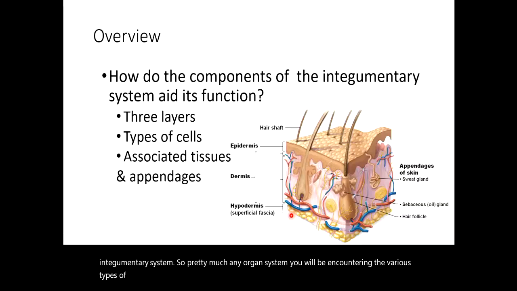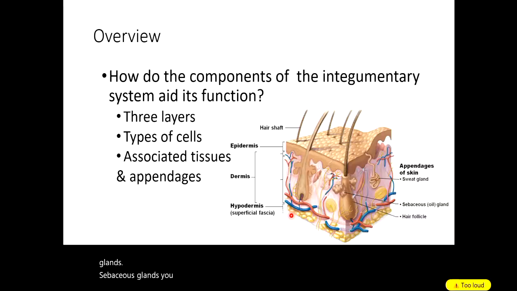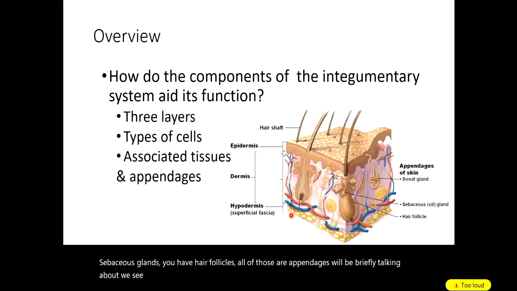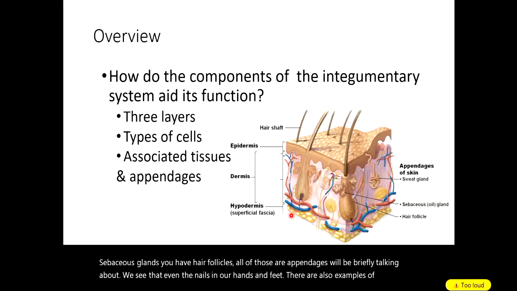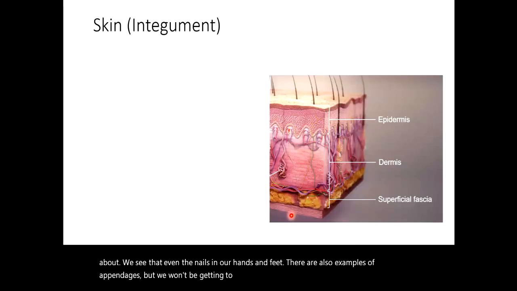And then there are also these appendages which refer to structures like sweat glands, sebaceous glands, you have hair follicles, all of those are appendages we'll be briefly talking about. We see that even the nails in our hands and feet, they're also examples of appendages, but we won't be getting to that. So let's go ahead and start by looking at some general facts about the integumentary system.